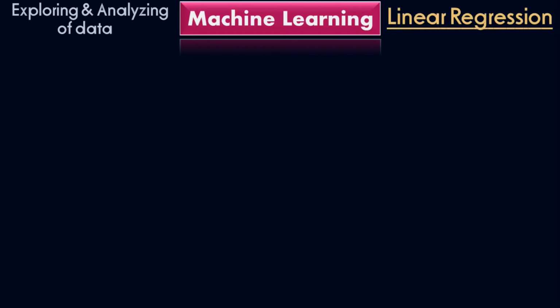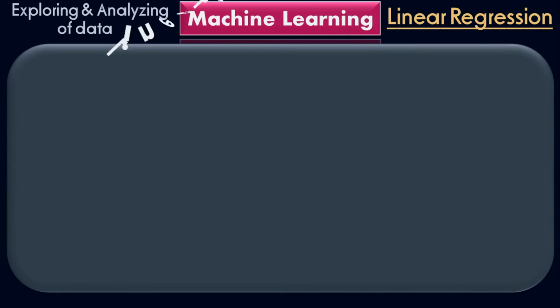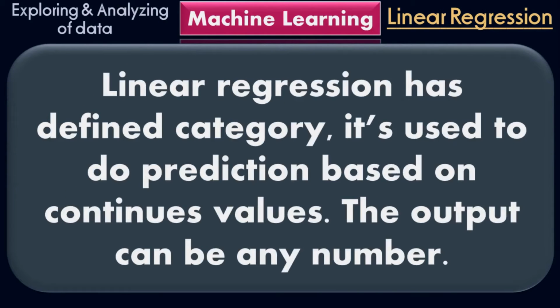Linear regression has a defined category. It is used to do prediction based on continuous values. The output can be any number. It's pretty much clear from its name, linear. Linear regression means that we are doing something linear. There is linearity here. So the category is defined in linear regression. It is actually used to do prediction based on continuous values, with the help of the linear regression model.